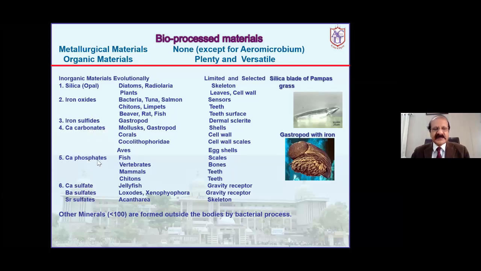And calcium phosphate, and in fact, these calcium phosphates are especially very interesting for today's meeting. Calcium phosphates you find extensively in fish, vertebrates, mammals, chitons, jellyfish, forming scales, bones, teeth. And then we have calcium sulfate, for example, in jellyfish. It forms a kind of gravity receptor. And barium sulfates you find in loxodes, xenophyophora, and so on. And even strontium sulfate can form skeletons.